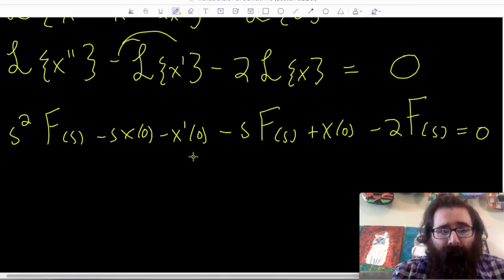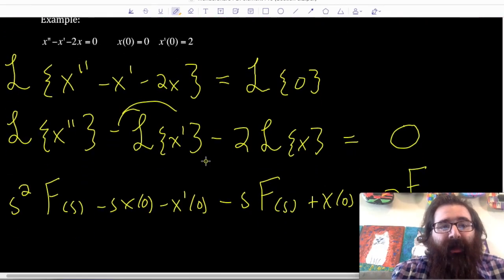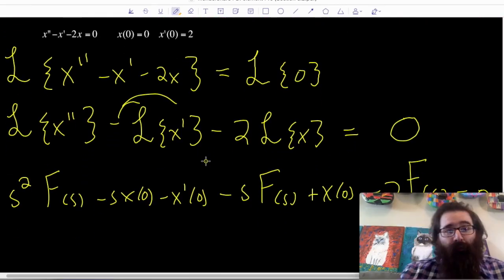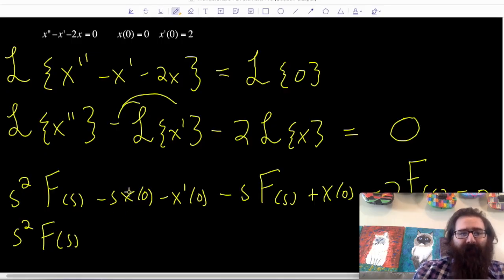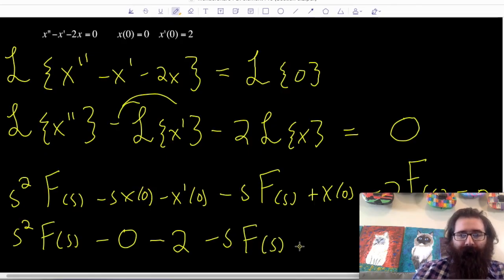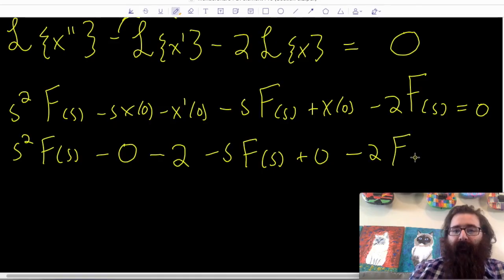So we're looking at all of it right now. Now I want to start substituting those initial values. X at 0 is 0, x prime at 0 is 2. So what do I get? I get s squared times big F at s minus, here s times x at 0 is s times 0, so that's 0, minus x prime at 0 is 2, minus s times big F at s plus x at 0 is 0, and then I can write the rest, minus 2 times big F at s equals 0.